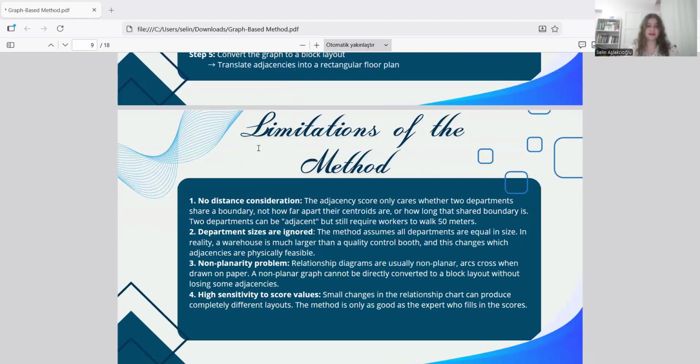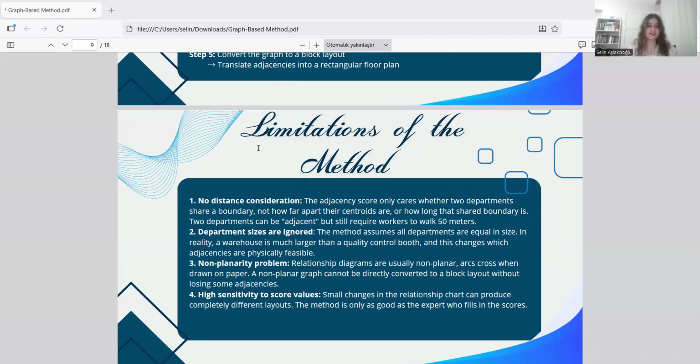I want to mention some of the limitations of the method. We don't consider distances. The adjacency score only cares whether two departments share a boundary or not. Department sizes are ignored. We assume that all departments are equal in size.